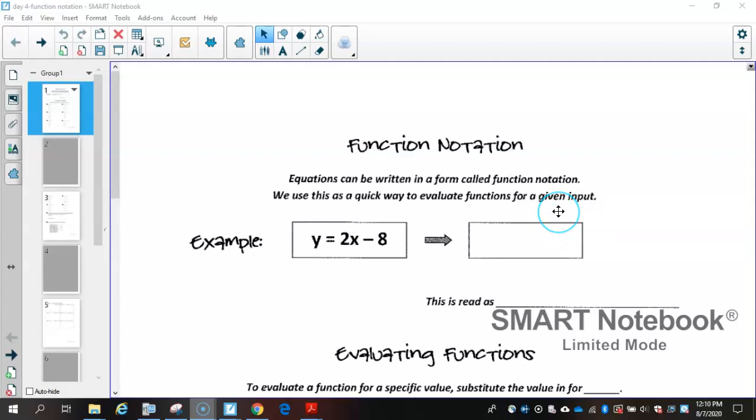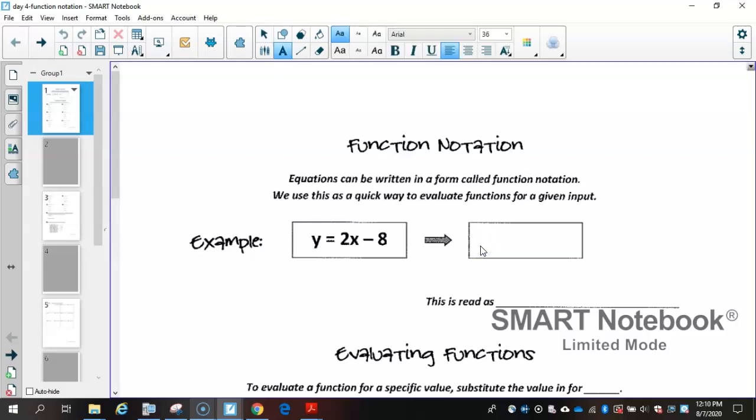So think back to Unit 0. When we were evaluating, remember what it means to evaluate, to substitute in a value. Now, what's different about function notation than what we are used to is that it looks different. The equations look different.